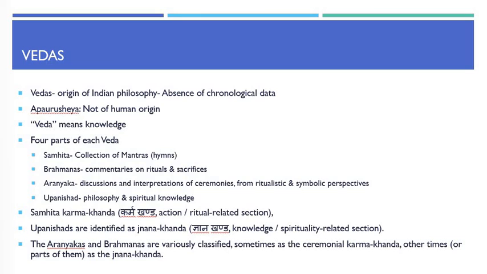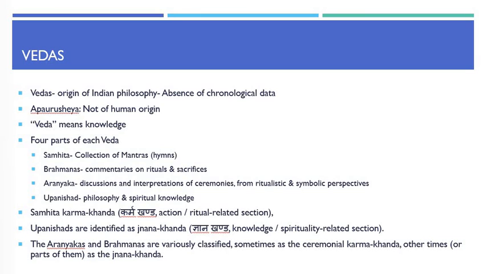The first part is called Samhita, which is a collection of mantras or hymns. The second part is the Brahmanas, which are commentaries on rituals and sacrifices mentioned in those hymns. The third is the Aranyaka and contains discussions and interpretations of ceremonies from ritualistic and symbolic perspectives. And the fourth is the Upanishads, which contain philosophy and spiritual knowledge.